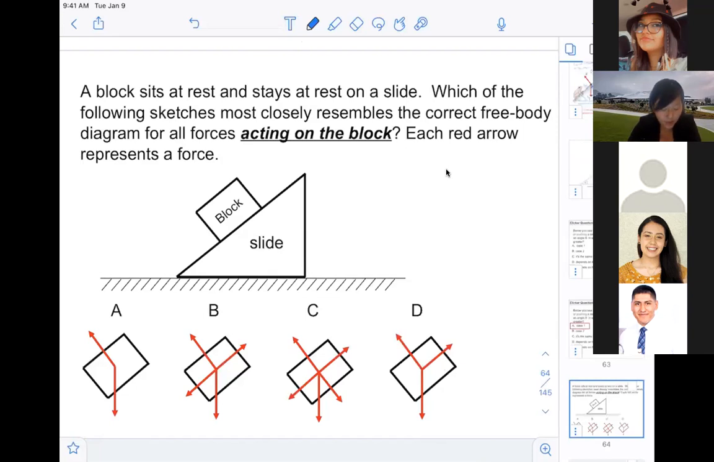With A, you can see the addition of these two arrows gives you an overall net force going down. But this block is at rest. So to have a balanced total force, you do need friction.